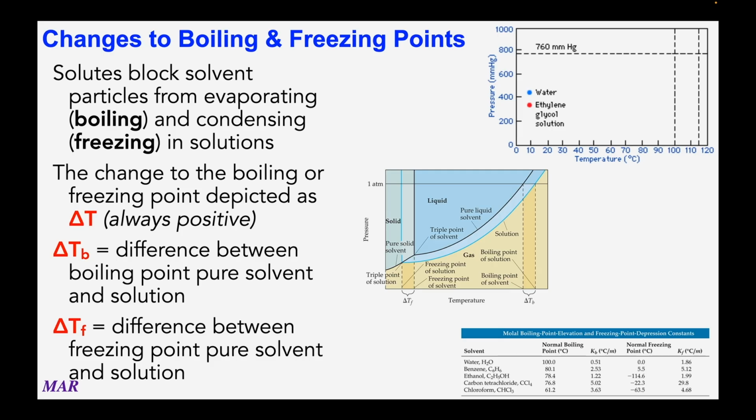And they're changing by an amount, delta T. And delta T is the difference between the boiling point of the solution and the boiling point of the pure solvent. Or if it was for freezing, it would be the difference between the freezing point of the solution versus the freezing point of the solvent.